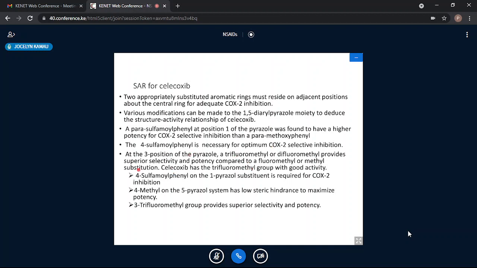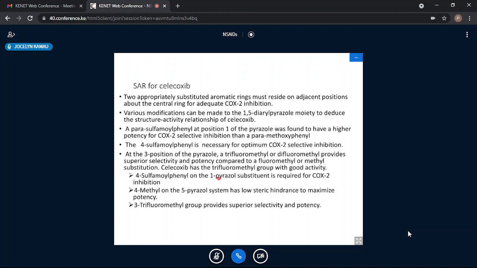So when we look at that structure, we are therefore saying you have a 4-sulfamoyl phenyl on the pyrazole as a 1-substituent, which is required for COX-2 inhibition. The 4-sulfamoyl, again, is counted from the position where the phenyl ring is attached to the pyrazole ring.